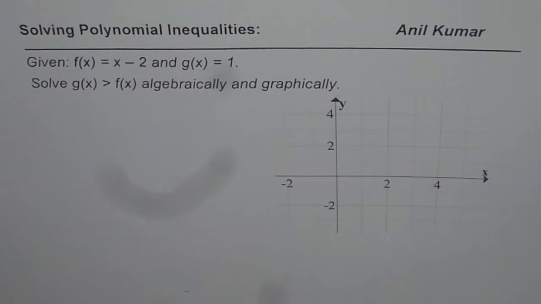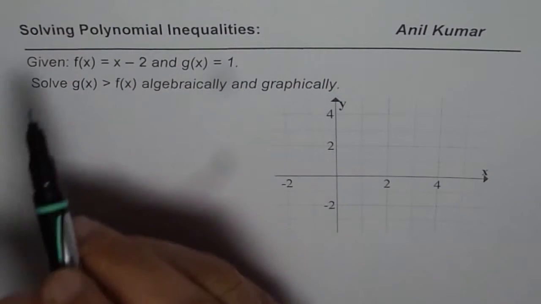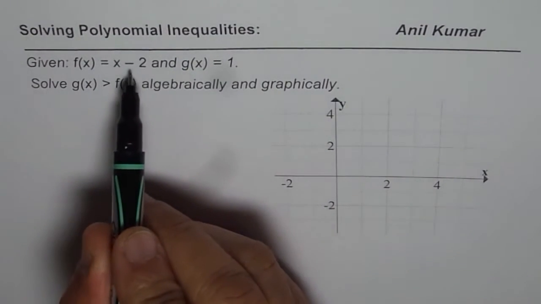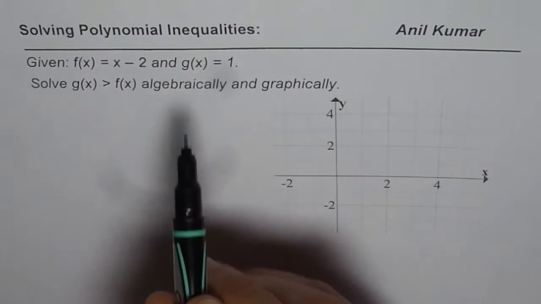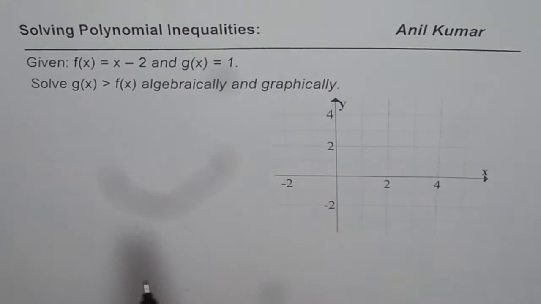The question here is, given f(x) = x - 2 and g(x) = 1, solve g(x) > f(x) algebraically and graphically. Well, as you know, f(x) = x - 2 is a polynomial of degree 1. g(x) = 1 is a polynomial of degree 0, right?